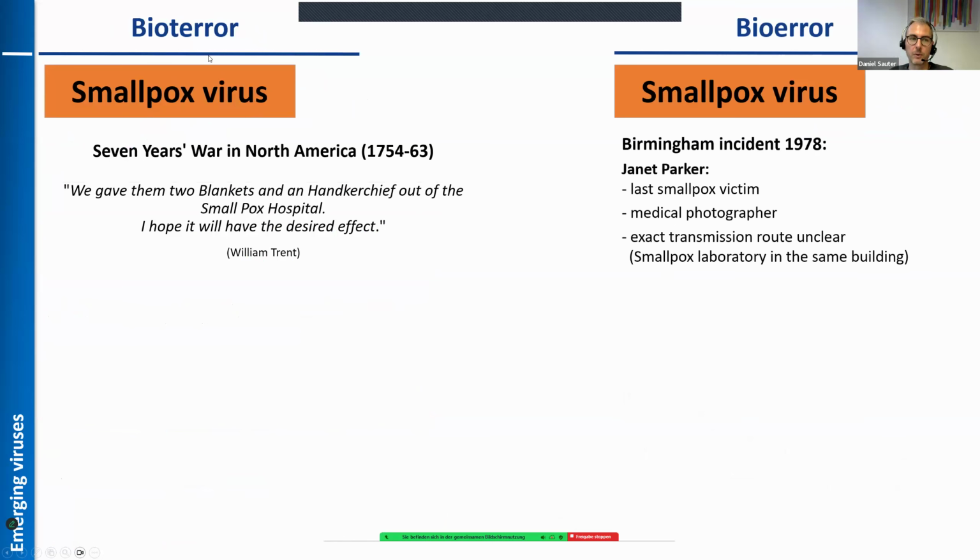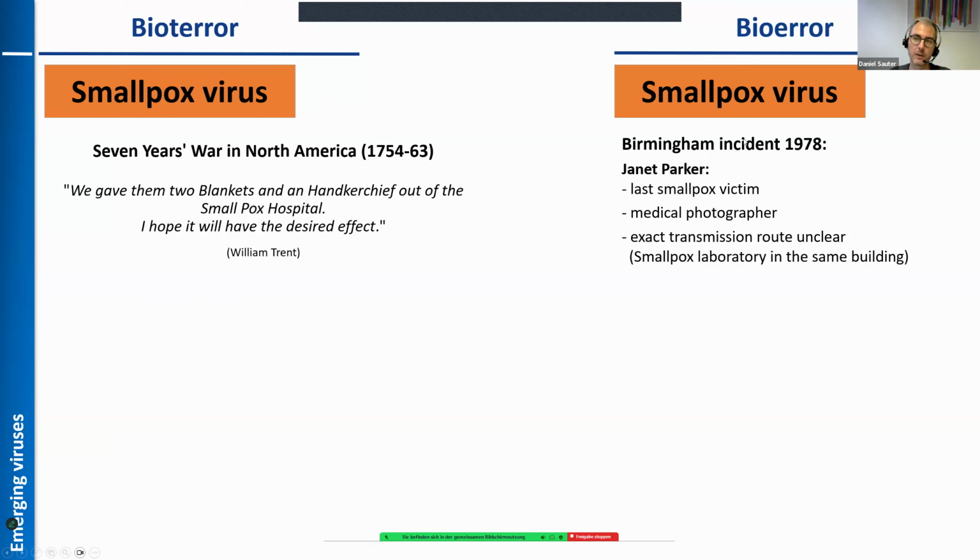We also briefly talked about bioterror and bioerror, and you also mentioned smallpox virus. Indeed, smallpox virus has already been used as a bioterror agent, centuries ago during the French and Indian War in North America. Parties to this war tried to distribute contaminated blankets to the other side in order to spread smallpox among their enemies.